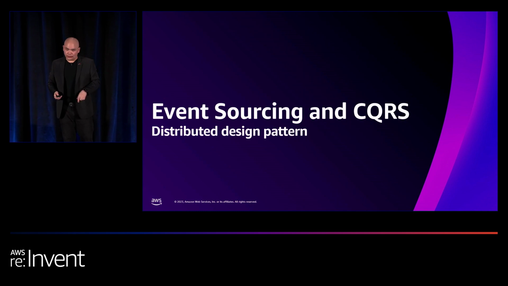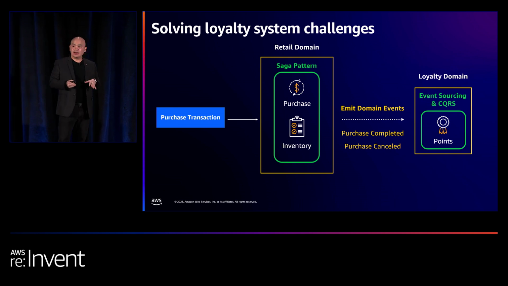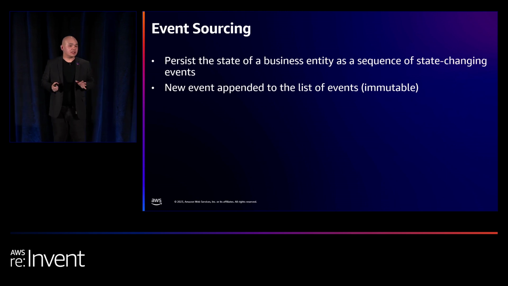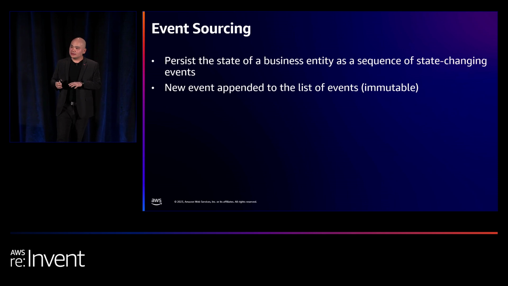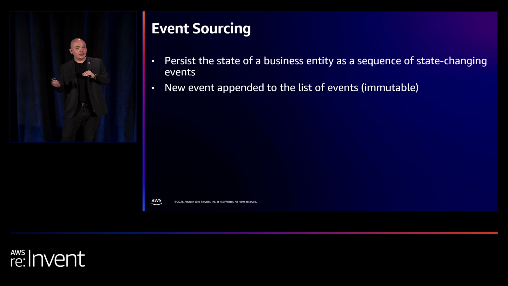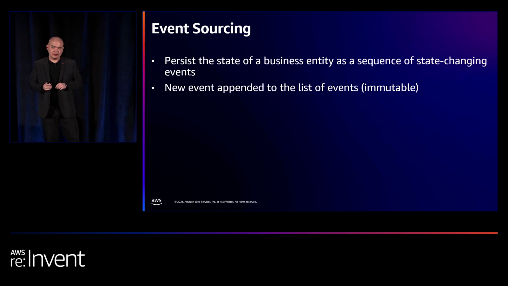So let's go further, first step first. Right now, we're going to apply event sourcing and CQRS to the loyalty domain to solve the challenge that we just presented earlier. First, let's talk about event sourcing. Event sourcing is a pattern for persisting the state-changing events of the business domain as a series, or list, of events. The new event is going to be appended at the end of the list of events, and the event itself is going to be immutable, so it cannot be changed.